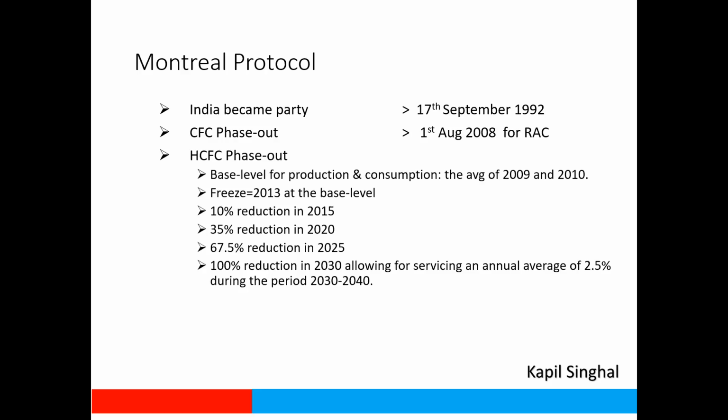Now R22 or other HCFCs are still allowed, and there is a stepwise mechanism to phase them off. The baseline is 2009 and 2010, and out of that baseline, 2013 was the freeze. Whatever was consumed in 2009 and 2010, India was not supposed to cross that in 2013, and we managed well below that. 2015 was a 10% reduction. 2020, which is HPMP stage 2, is going to be a 35% reduction, then 2025 a 67.5% reduction, and almost 100% reduction in 2030. So the phase out of R22 and other HCFCs is yet to come.